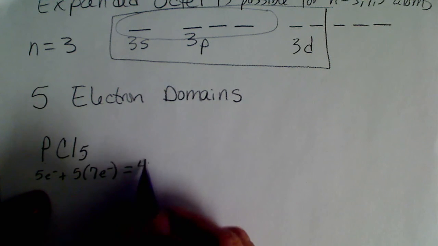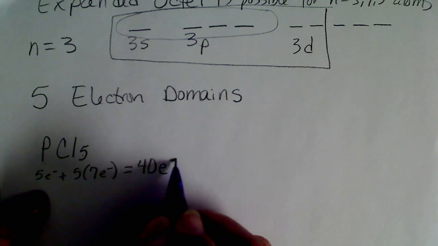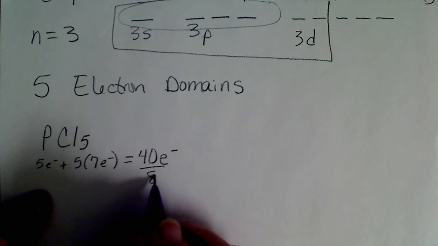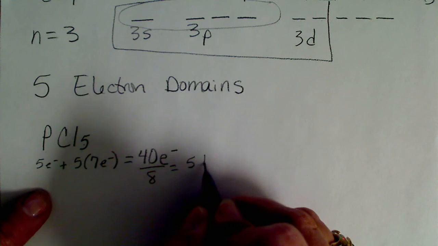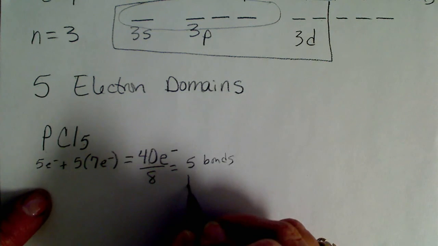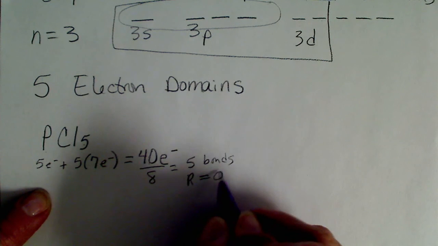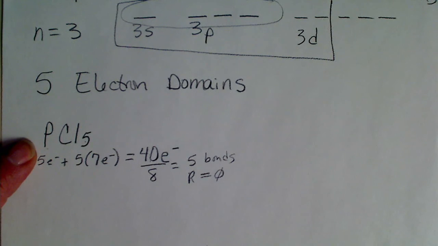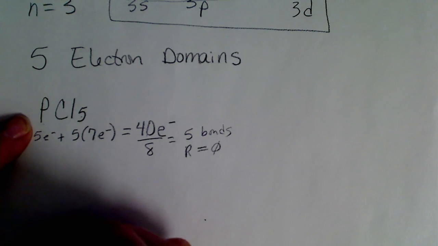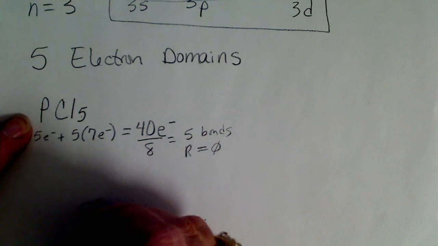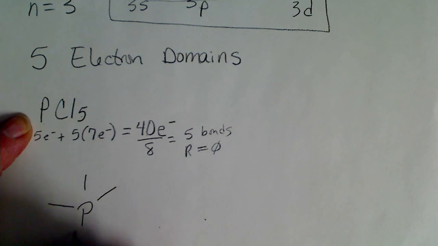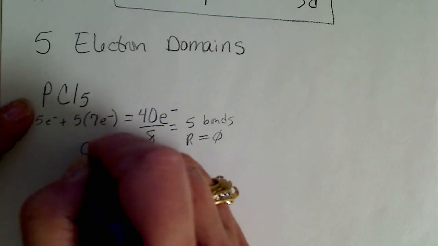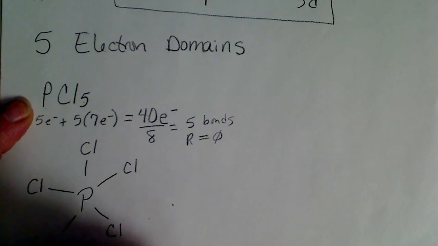So this gives us a total electron count of 40 electrons. If we do the quick divide by 8, this gives us 5 bonds, and more importantly, the remainder is 0. So we know that the central atom is not going to have a lone pair on it. So we put phosphorus in the middle and 5 chlorines around the phosphorus.